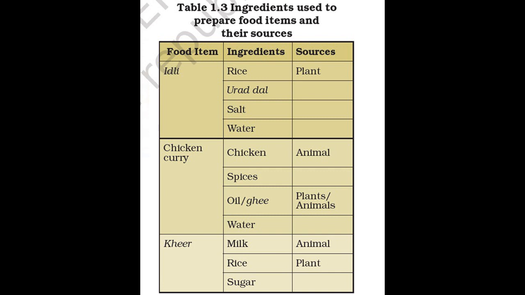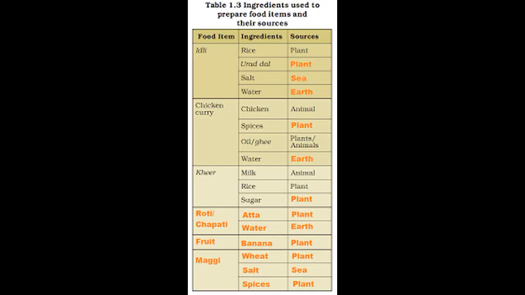On the right hand side we see source: plants, and the other one is blank. And table 1.3, ingredients used to prepare food items, and we see the second one, chicken curry. Chicken, the source is animal, and spices should be plants. Oil, ghee, which come from plants or animals, plants and animals. Kheer: milk comes from animal, rice comes from plants, sugar comes from plants, of course, sugarcane.